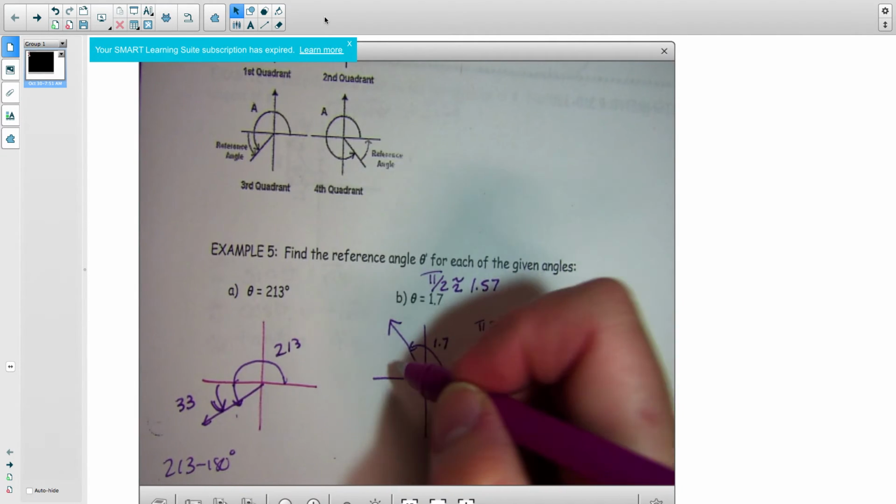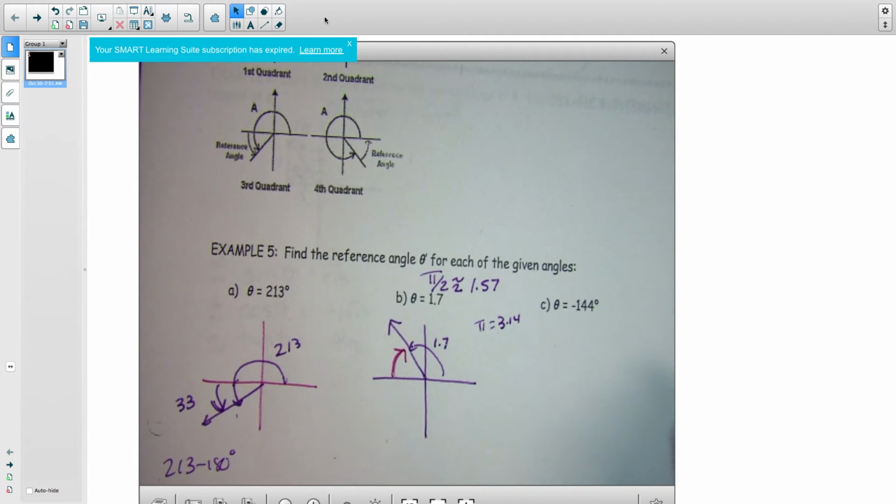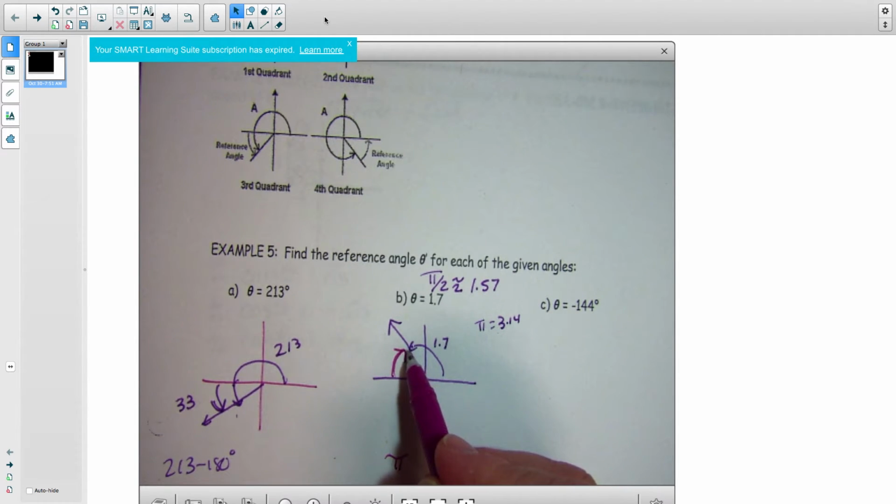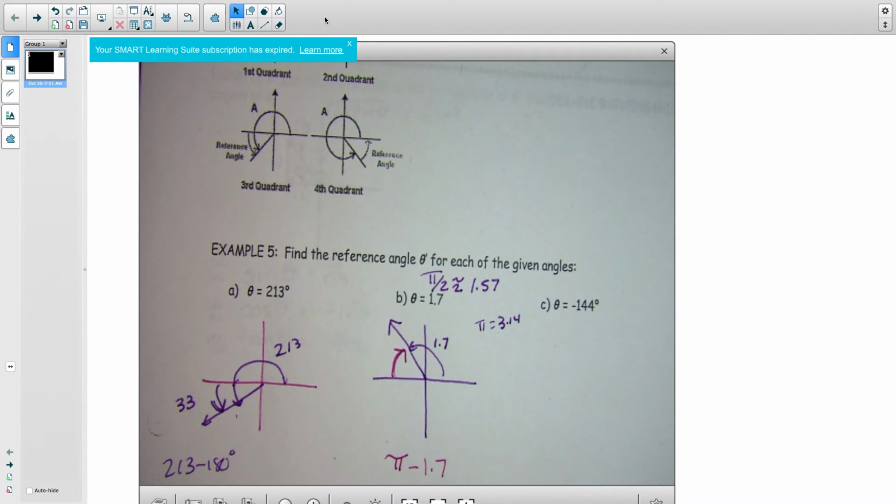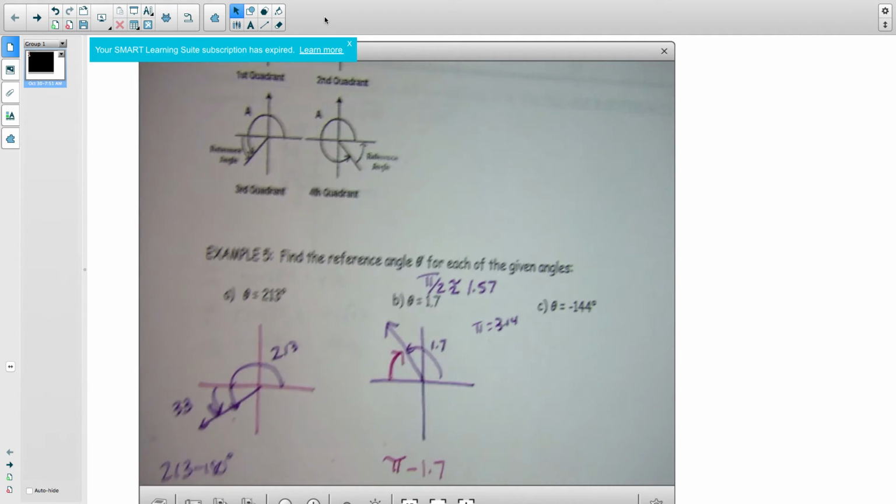So what's this reference angle going to be? It's not that they change degrees. You're going to take pi, this 1.7, what's it take for me to get to pi? Take pi minus 1.7. So our reference angle is approximately 1.44.